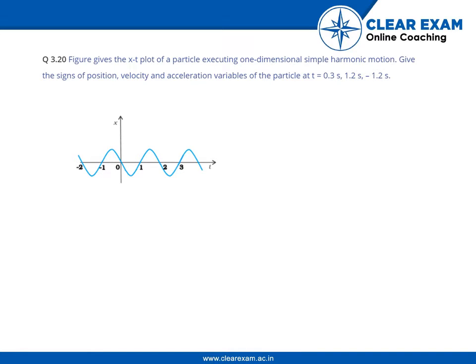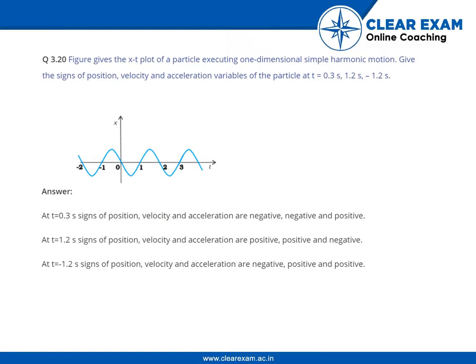Welcome back. So the following figure gives the x-t plot of a particle executing one-dimensional simple harmonic motion. Give the signs of position, velocity and acceleration variables of the particle at t equals 0.3 second, 1.2 second and minus 1.2 second. At 0.3 second, the signs of position, velocity and acceleration are negative, negative and positive.